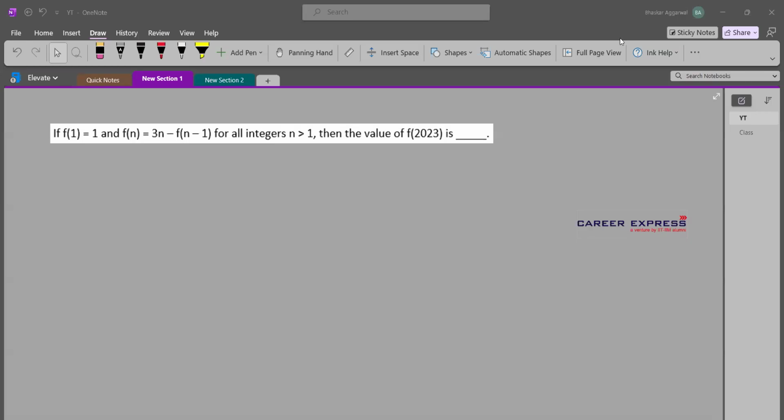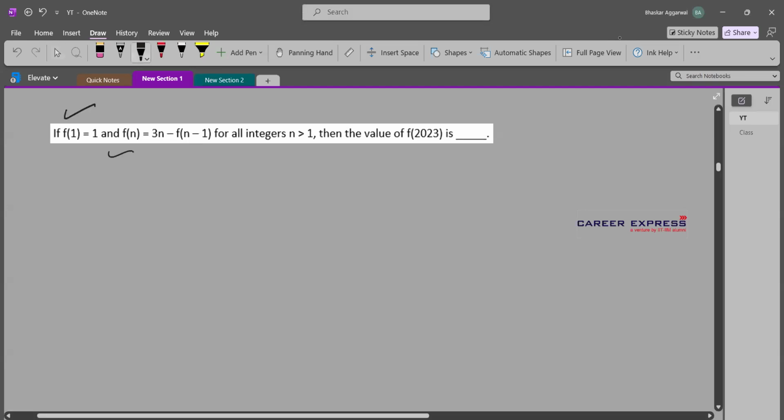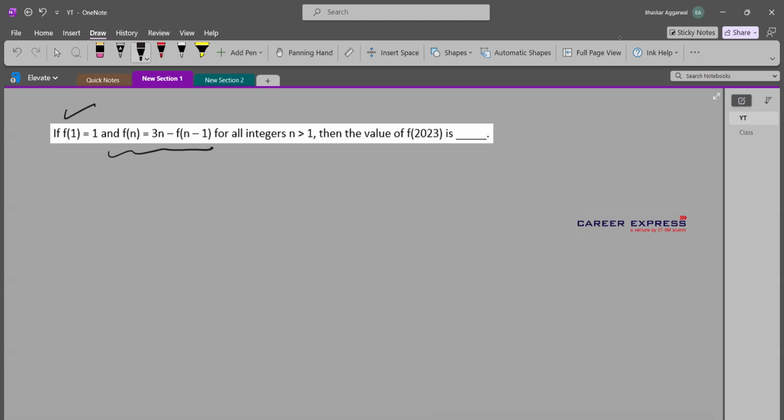Okay, so this is the question from IPM Indore 2023. Here we are given F1, which is 1, and Fn, which is 3n minus Fn minus 1. For n equal to 1, we are already given the value of the function, and for any other value of n which is more than 1, we are given this definition of the function. And now we need to find this value.